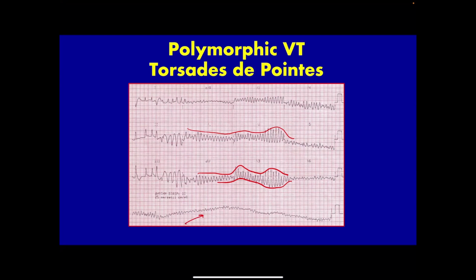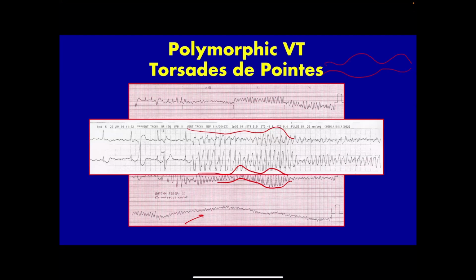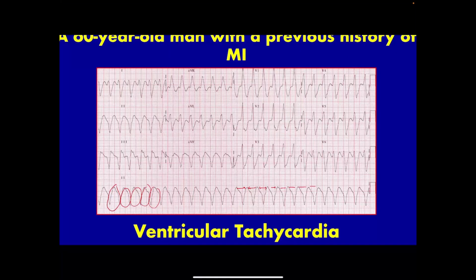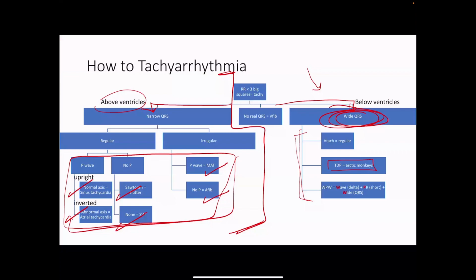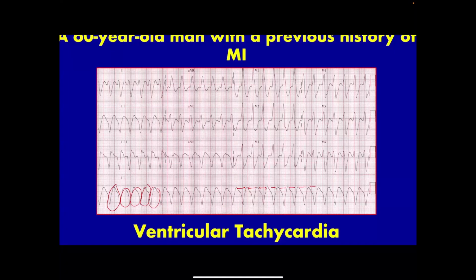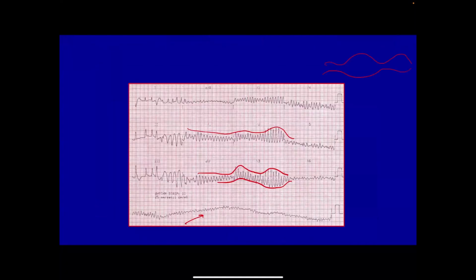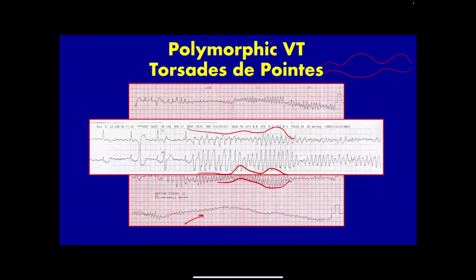This is a very specific pattern. It looks like a sinusoid, you know, like it's thin then thick and thin and thick. Kind of looks like this. When you see this kind of pattern, it's torsade de pointes. It's diagnostic, this feature. Or as the table calls it, it looks like the cover for Arctic Monkeys, if you guys know that. This is torsade de pointes, very important as well.